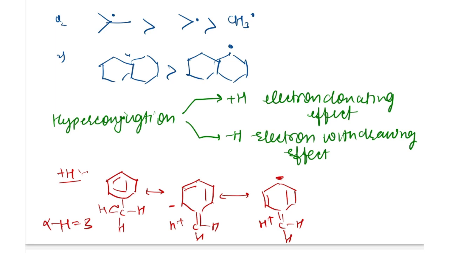Right now, what is the difference here? The CH3 group is donating the electron pair to the benzene ring. So it is showing the plus H effect. Whenever a group is donating electrons through it to the outside, it is known as the plus H effect.